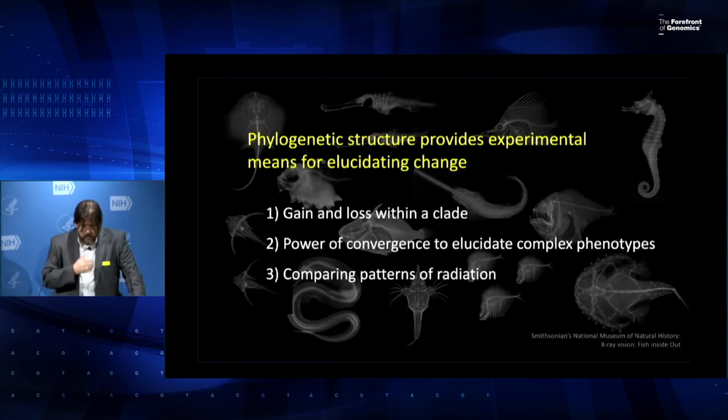The phylogenetic structure, though, provides experimental means for elucidating this change. And what is cool about this and what's been empowered is you can look at gain and loss within a clade using the same data set. You have power in convergence when you get similar phenotypic changes by unrelated lineages to elucidate complex phenotypes, to get rid of all the background signal that would normally be there. And you can compare patterns and trends of radiation amongst completely unrelated lineages in similar environmental situations. And these have been really impactful in the field to actually narrow down all the variations you get with lineages to get a particular signal.